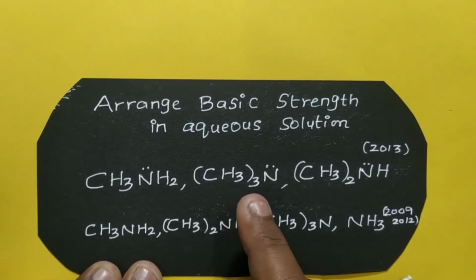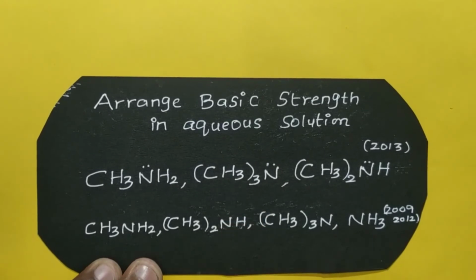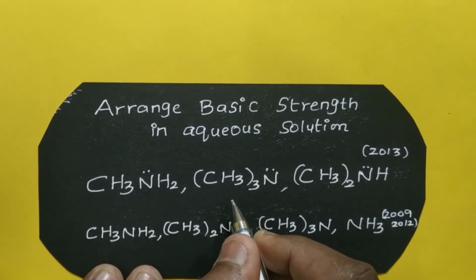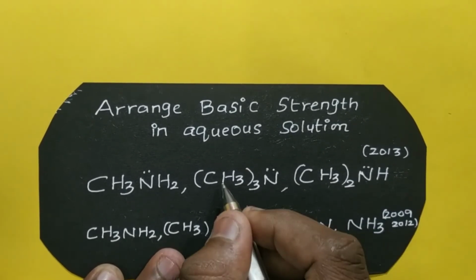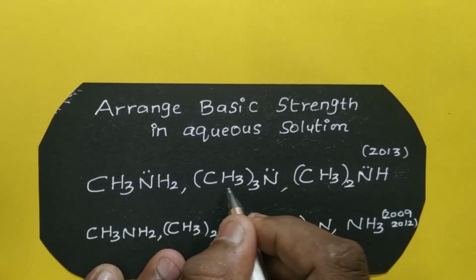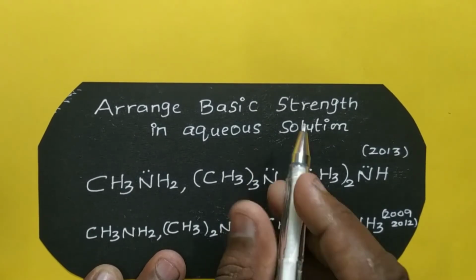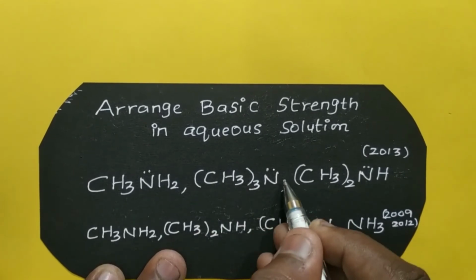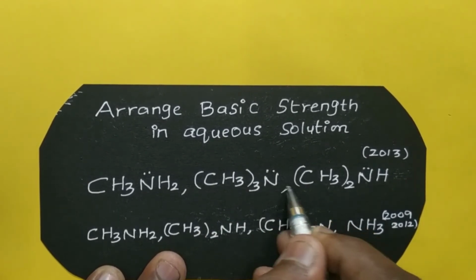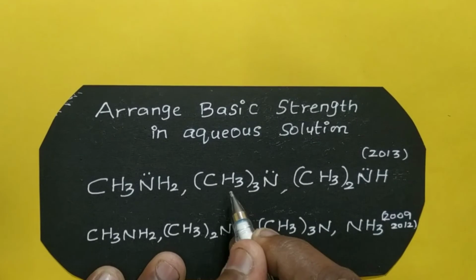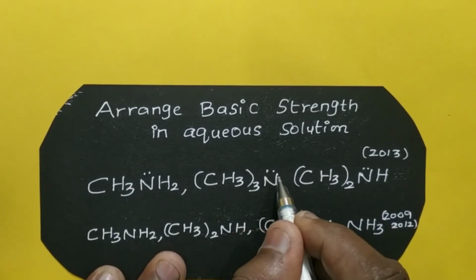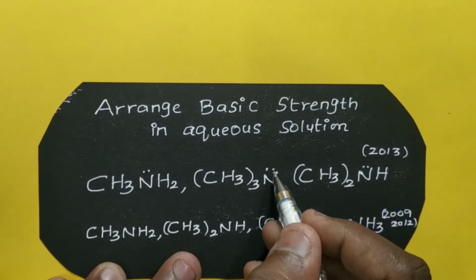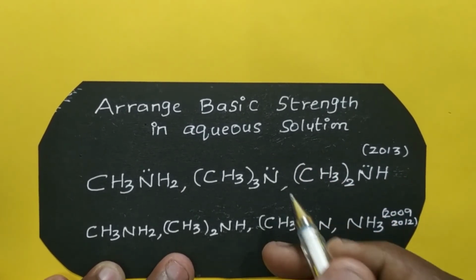Okay. In this case, 3 methyl groups are there, so we assume that it will be more basic. But due to steric hindrance, the nitrogen is not able to attack, because all three spaces, 1, 2, 3, have groups. So it will not allow the nitrogen to donate its electrons. That's why, if it does not donate, it will be less basic.